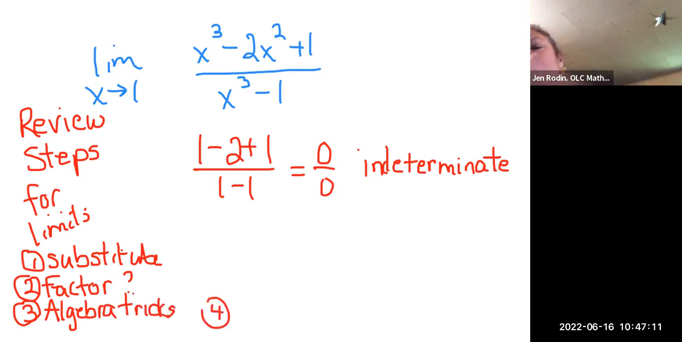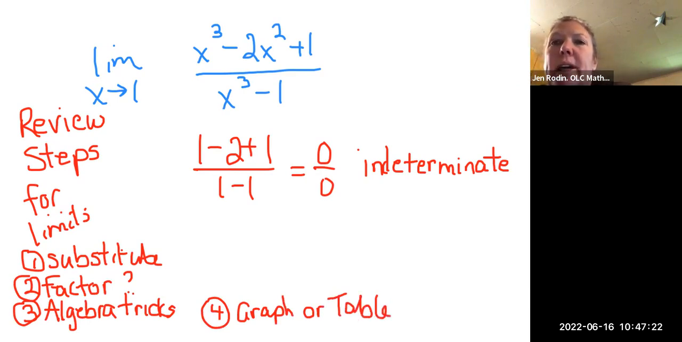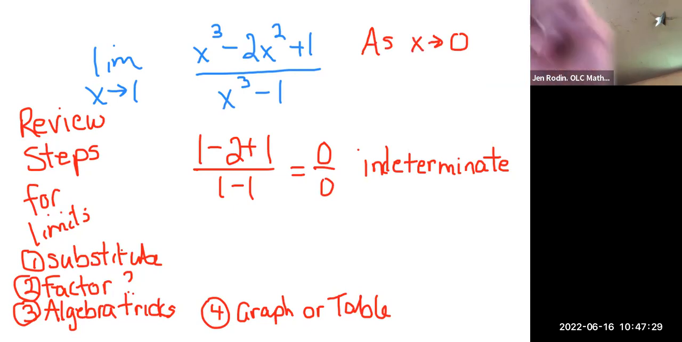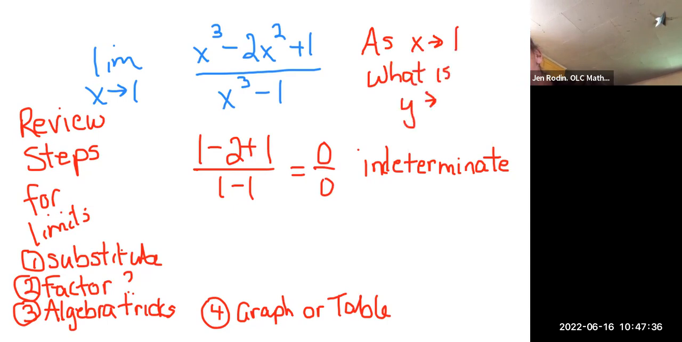We also did, this is a little bit not as approved, but you can also look at a graph or table. In fact, you can verify this because this is what's happening to y as x gets closer to 1 on both sides. As x moves in close to 1, what is y getting close to? That's the only thing that we're trying to find out, but without looking at it. All right, so it's indeterminate.